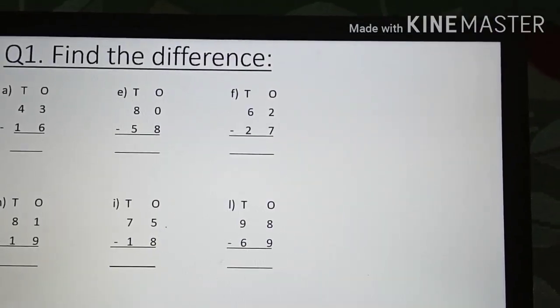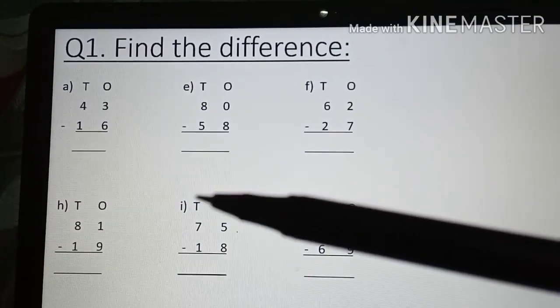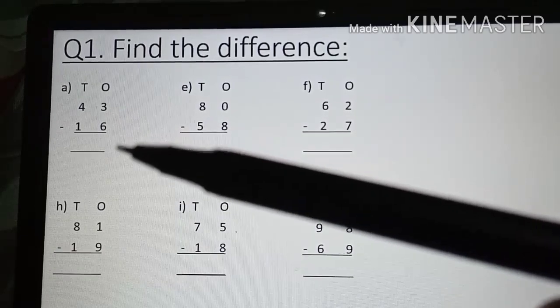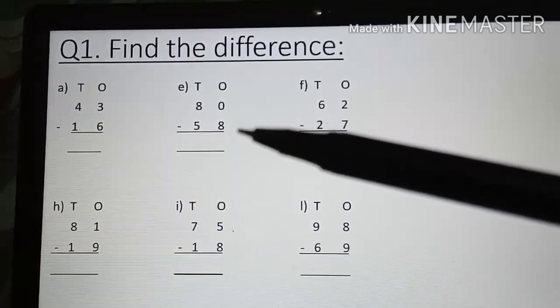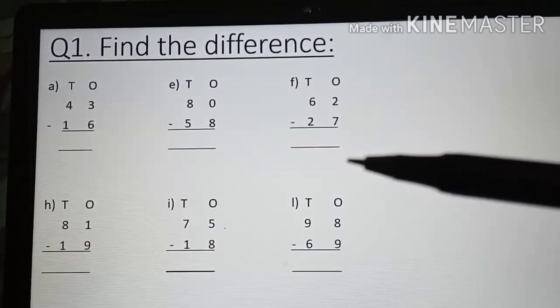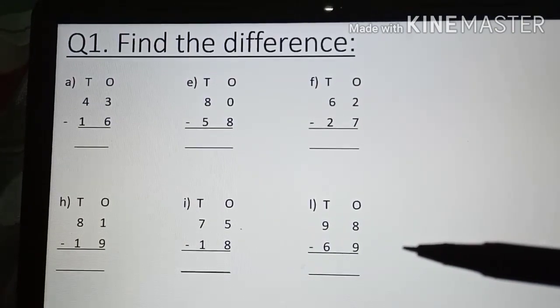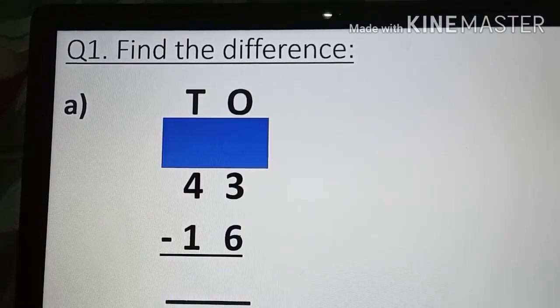In exercise 4.1, I have taken 6 questions. In question A, we have to subtract 16 from 43. In question E, we have to subtract 58 from 80. In question F, we have to subtract 27 from 62. Similarly, we will solve these 3 questions also. Now, let's start from question A, children.